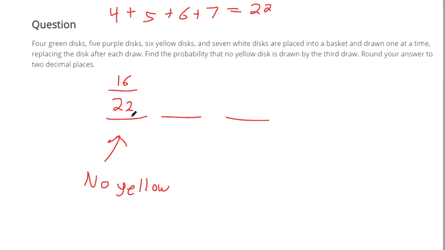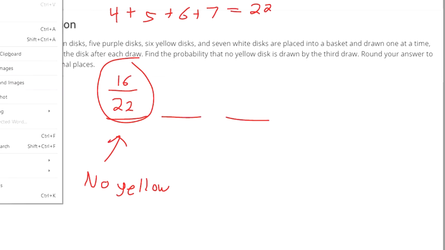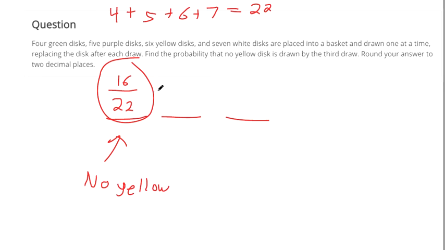Okay, so this is the probability that we get no yellow on the first draw. No, it is replacement, so that is correct here. Whatever we take out, if maybe we got a blue disc, we put it back in. So this was correct. I forgot that this is with replacement. This is the probability of getting no yellow disc on that third draw.